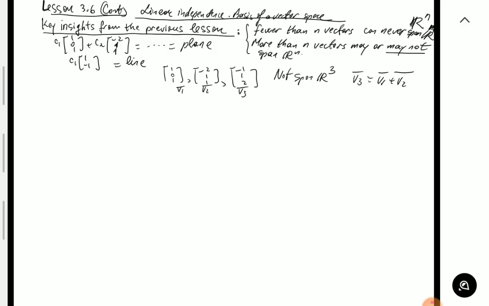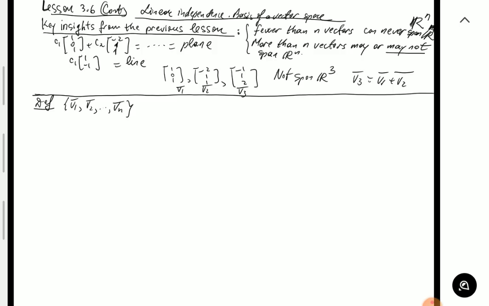All right, so then how do we know exactly when a bunch of vectors will span the entire space? And more importantly, how many do you really need? This is basically what leads to the concept of linear independence. And so let's establish our main definition. If we have a set of vectors v1, v2, ... vn, we call this set a linearly independent set of vectors.